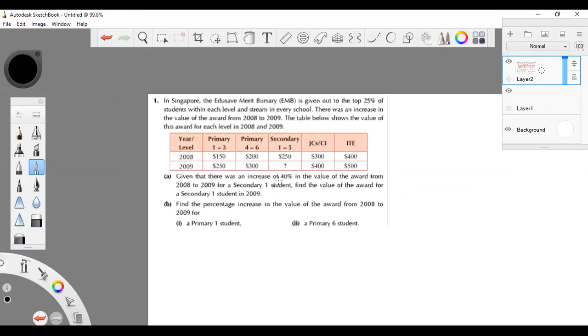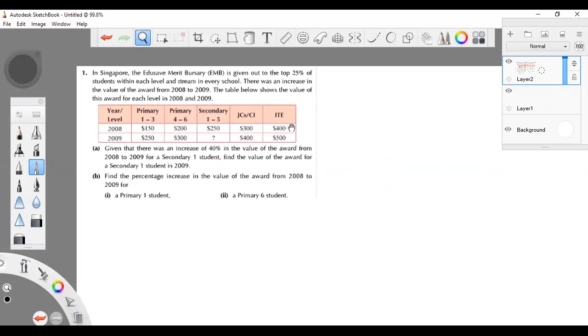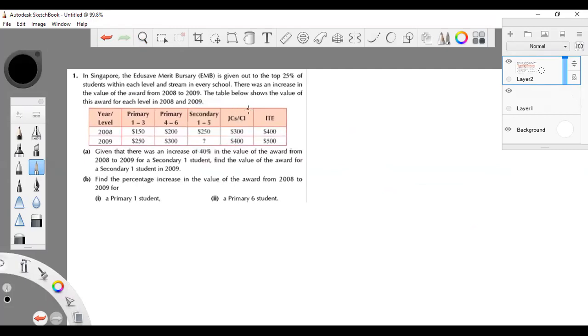Now, in Singapore, the EduSafe Merit Bursary is given to the top 25% of students within each level and stream in every school. There was an increase in the value of the award from 2008 to 2009. The table below shows the value of this award in 2008 and 2009. Given that there was a 40% increase in the value of the award for a secondary 1 student here. So the increase is 40%, right? So how do you calculate the amount?